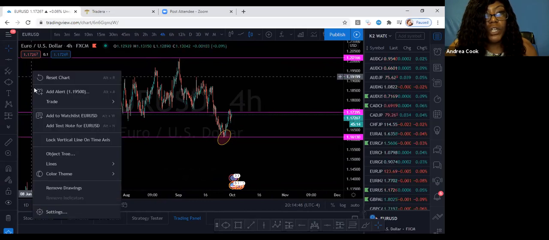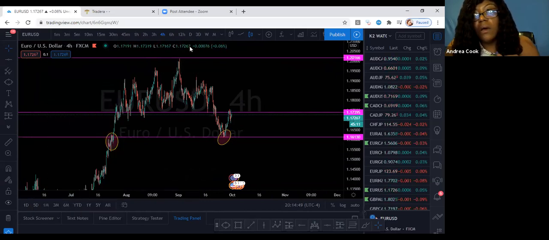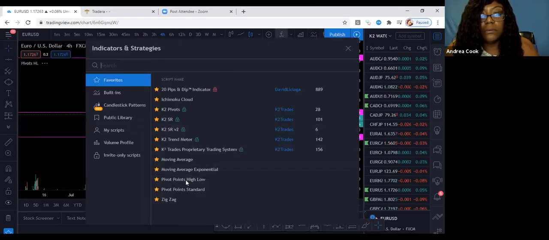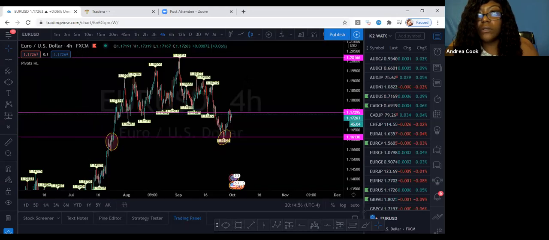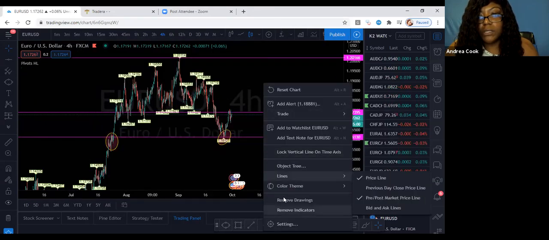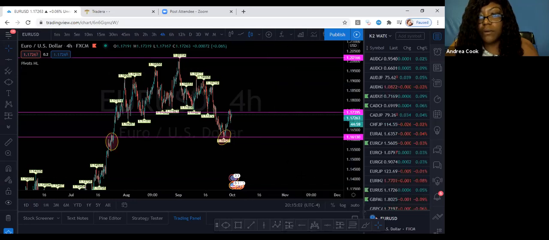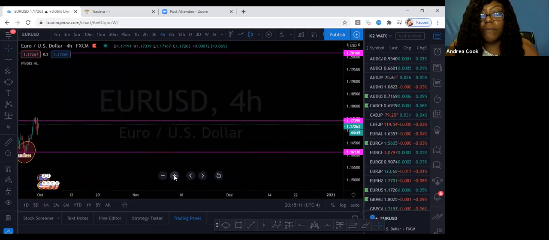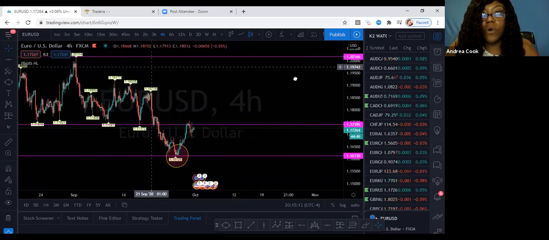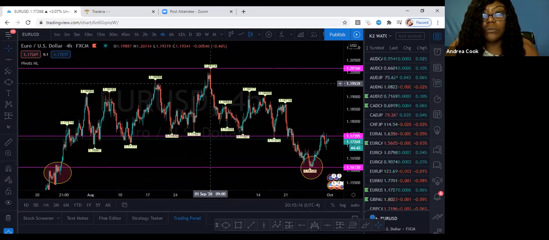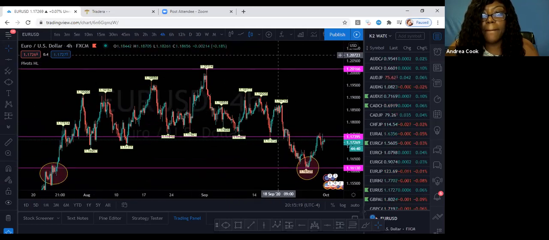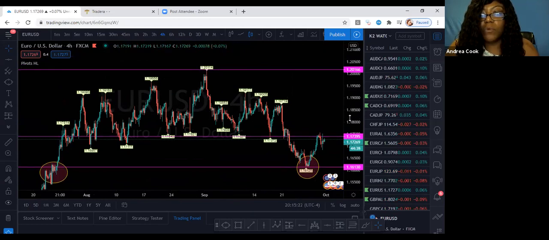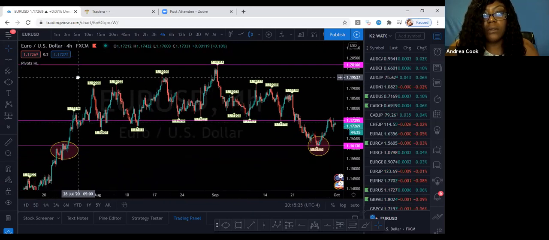Okay, so let me just show you really quick. I'm going to throw the pivot highs and lows on. I'm going to take these markings off. Well, actually, nope, I'm going to leave them on there. Okay, so what I did was I put on here the indicator for the highs and lows to show us where the highs and lows are, right? So that we can determine when structure is broken.